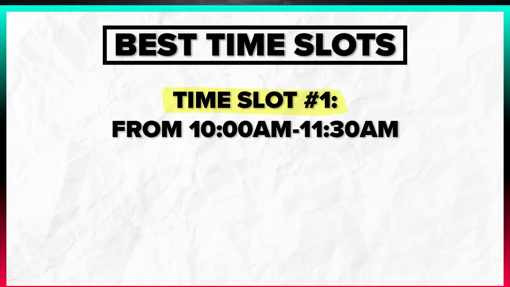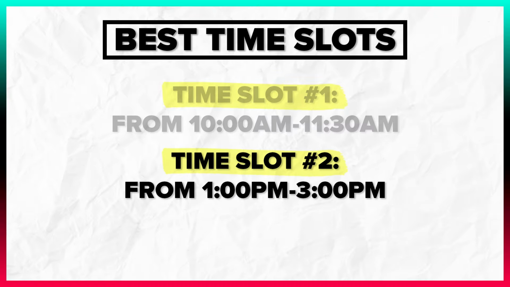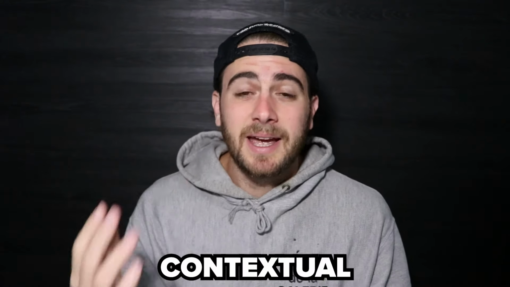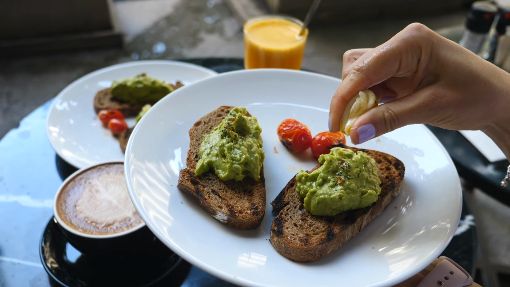The first time slot is going to be from 10 a.m. to 11:30 a.m. The second time slot from 1 to 3 p.m. And then finally, this is the best time slot that makes the most posts go viral, from 7:30 p.m. to 10:30 p.m. And remember, the posts that you are posting also need to be contextual. So if you're gonna upload a breakfast recipe, please don't upload that at 10 o'clock at night.